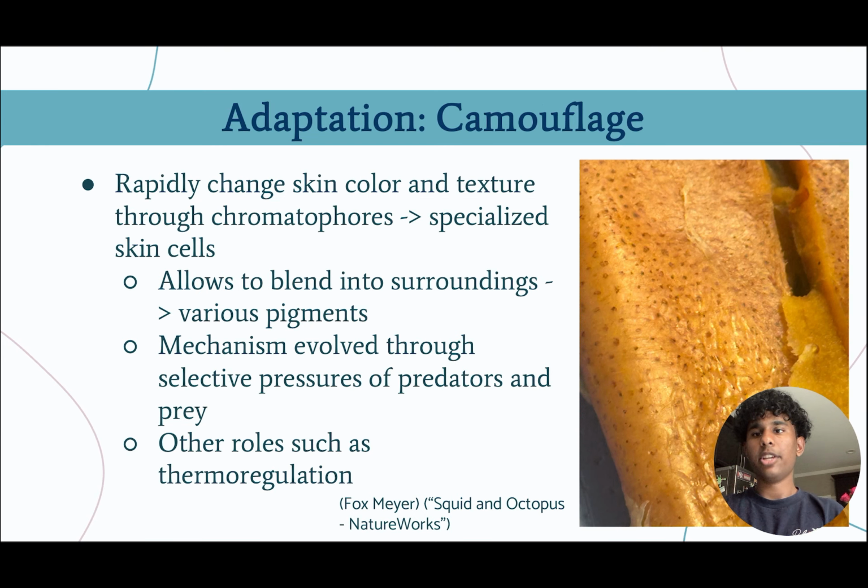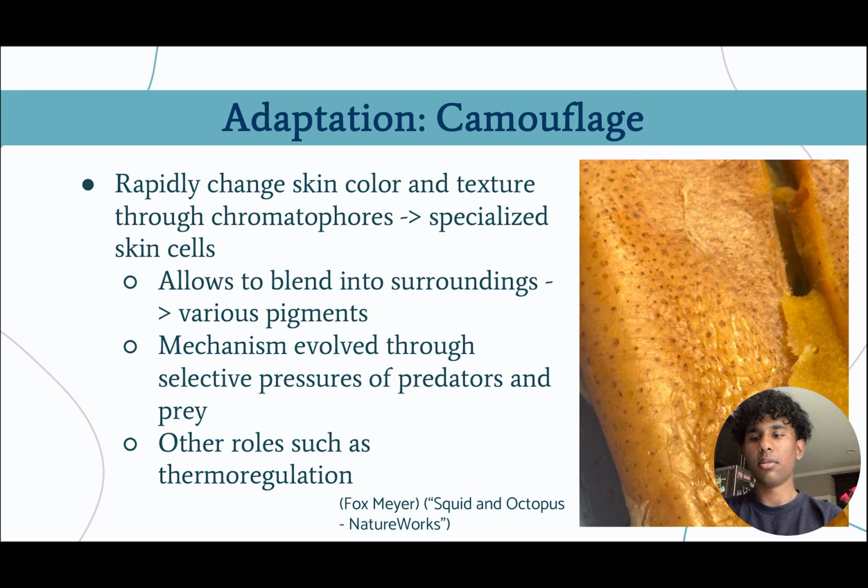The next adaptation is camouflage. Squids can rapidly change their skin color and texture through chromatophores, which are specialized skin cells. This allows them to blend into their surroundings via their various pigments. They have various pigments like red, orange, black, yellow, and brown, and the tiny muscles that surround the chromatophores either contract or relax, which causes the pigment sacs to either expand or retract in return, controlling color intensity and visibility. This mechanism evolved through selective pressures of predators and prey. It also has other roles, such as thermoregulation.